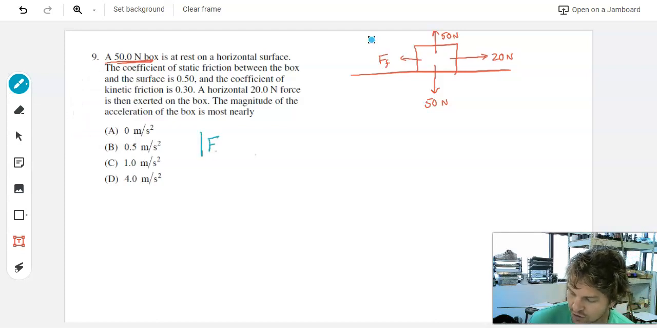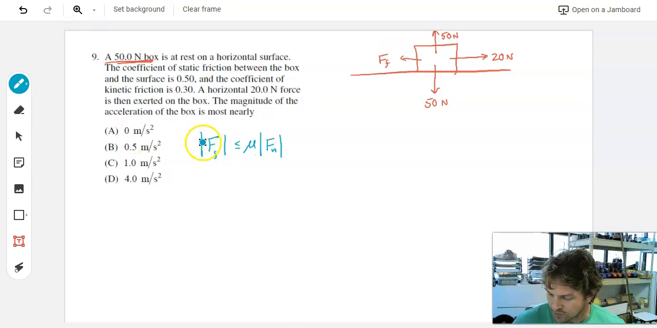On your formula sheet, that equation looks like this. And they make it look way more complicated than it actually is. But this is the force of friction. These little bars just mean magnitude, right? So they're not worried about the direction when you're plugging stuff in. Mu is the coefficient of friction, and Fn is the normal force.